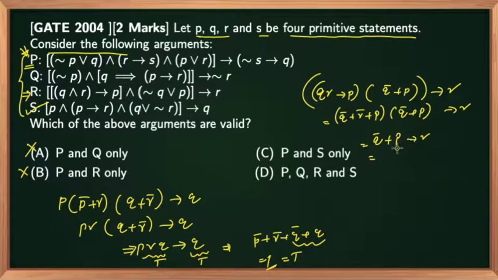So if you want, you can proceed. It will be Q bar P bar plus R. This is not a tautology. So what we know is R is not a tautology. So the answer should be P and S.